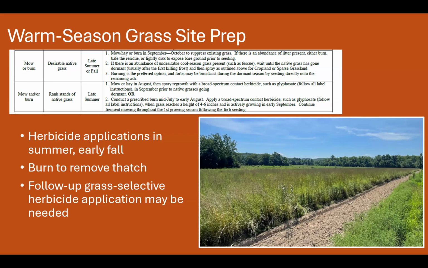Herbicide applications in the summer and early fall are very effective on that. They also have quite a bit of thatch left over. So if at all possible, you might want to burn with your burn plan to get that off the ground. And then you might have a follow-up grass selective herbicide application in the future if you see that it didn't suppress that grass as much as you wanted it to.